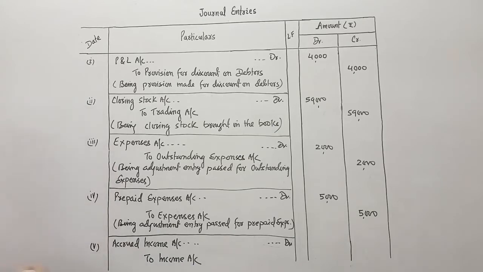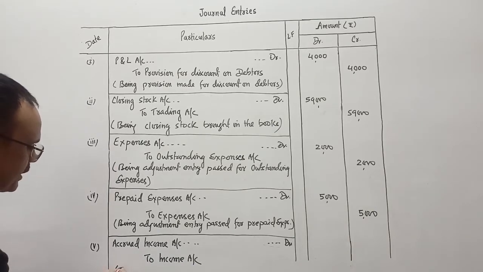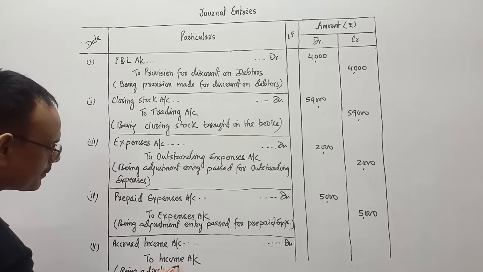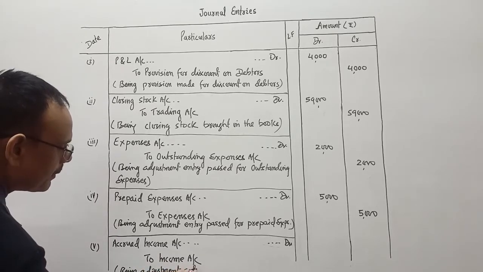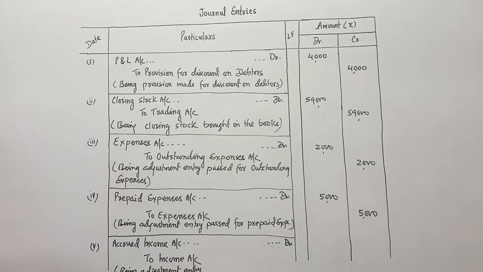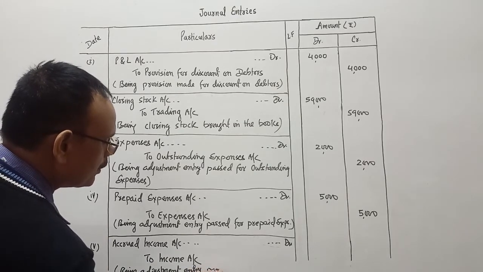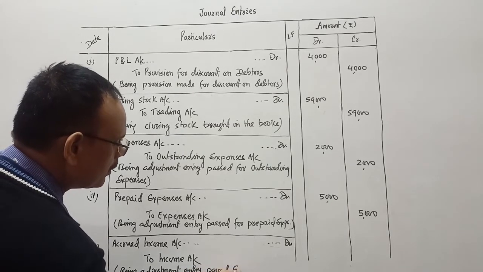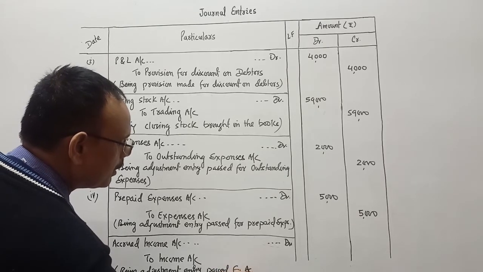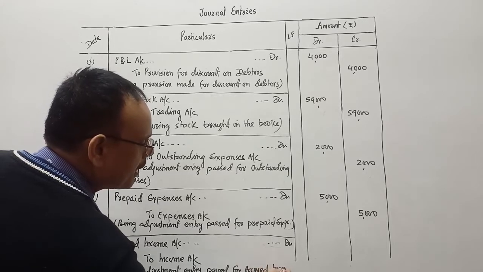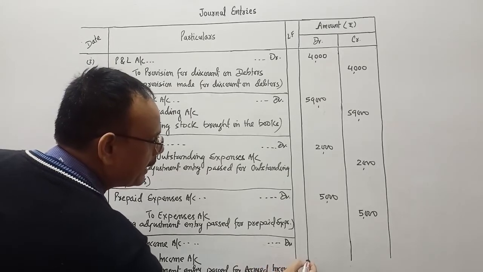Accrued income account debit to income account, being adjustment entry passed for accrued income.